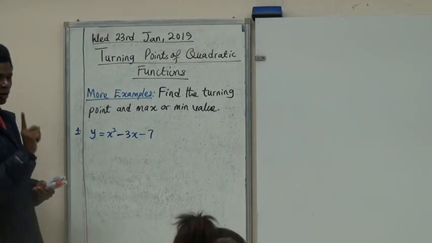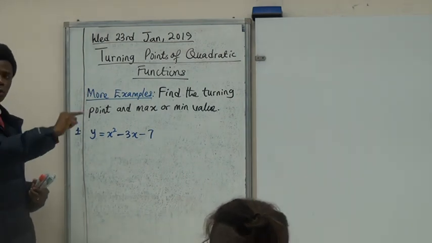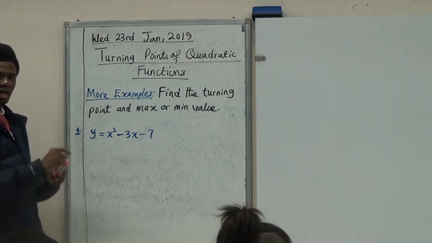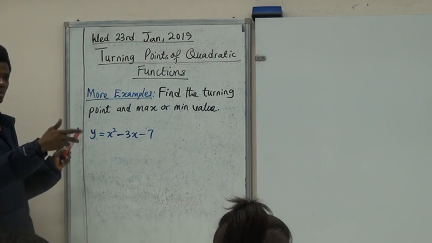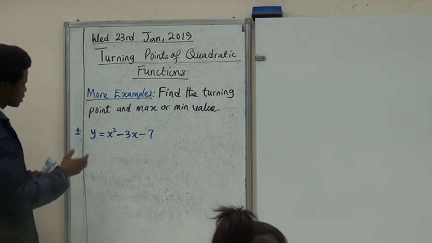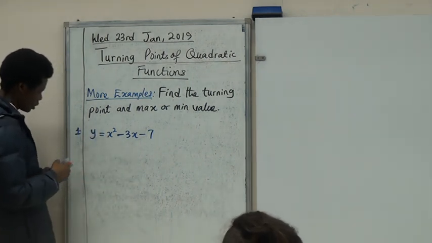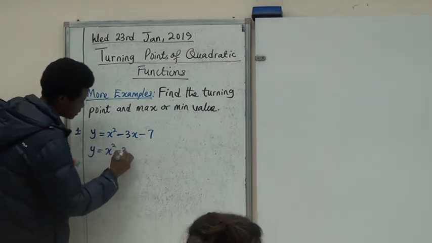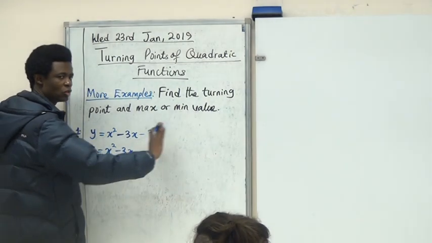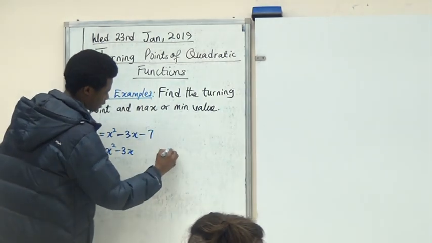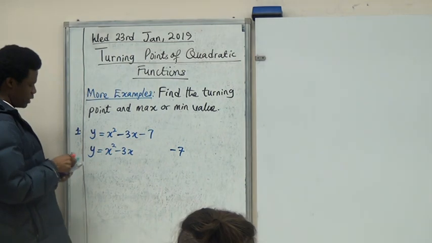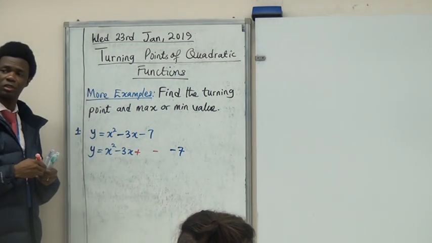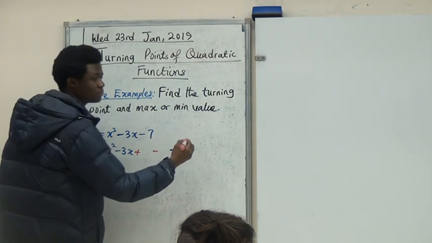According to the clue, what is the first step that I wrote for you yesterday? Write it in the form of a perfect square. Do you remember that? Okay, so that's the first thing we're going to do. y equals x squared minus 3x. Then we leave a gap and move the 7 away. We're going to add and subtract the same thing, so we don't change the question. What is that same thing?